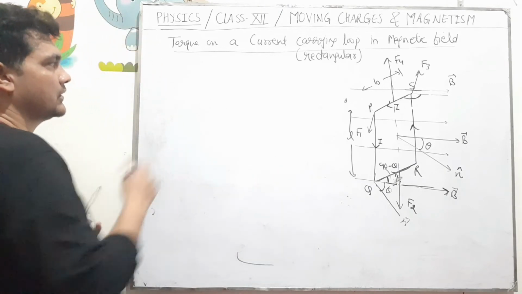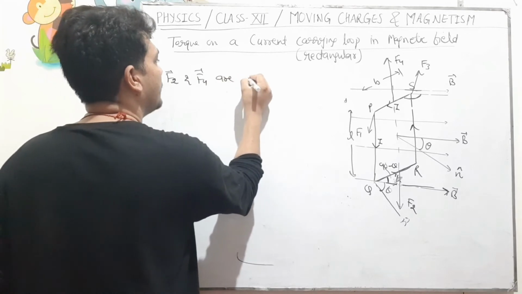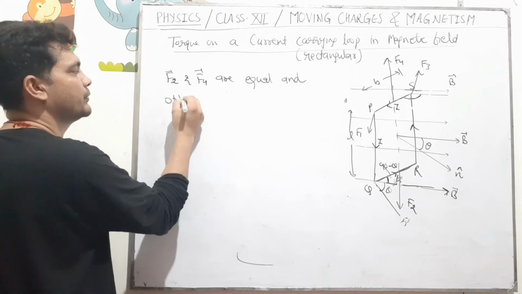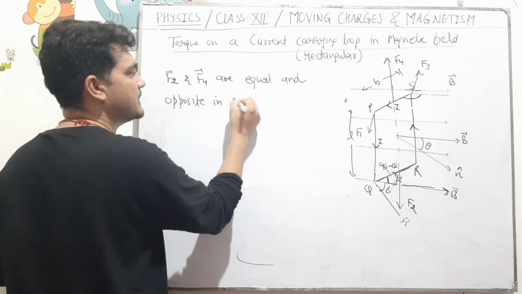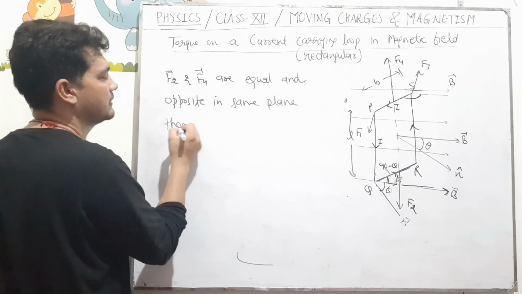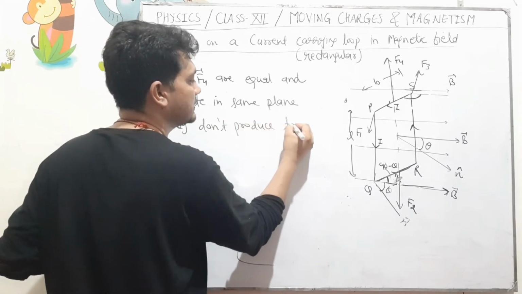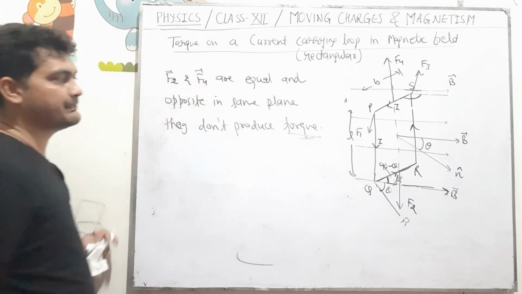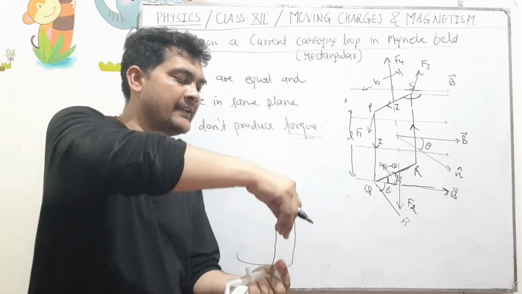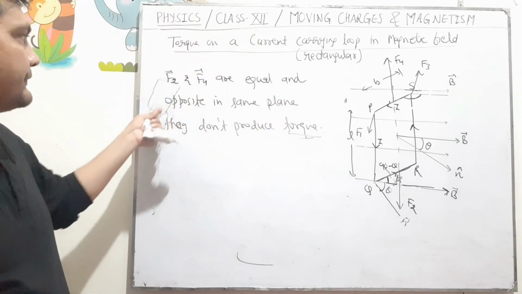F2 and F4 are equal and opposite in the same plane. They don't produce torque. Equal and opposite in the same plane, therefore they cannot produce torque. F2 is downward, F4 is upward, they cancel in pair, they don't produce rotational effect, therefore F2 and F4 don't produce torque.